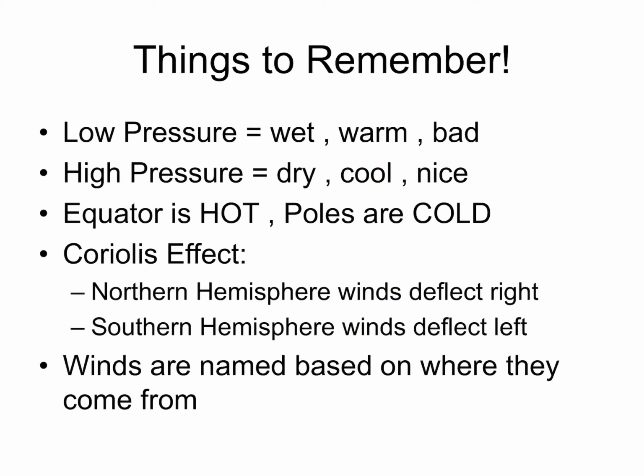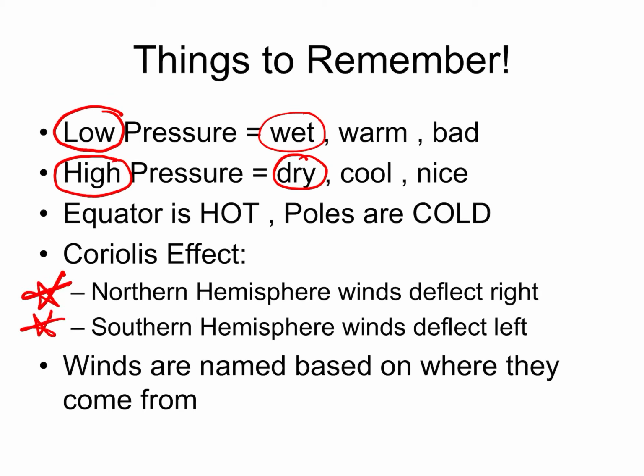On all those spots that said wet, you know that is associated with low pressure. On all those places that said dry, you should associate that with high pressure, okay? The equator is hot, the poles are cold, right? Coriolis effect bends everything to the right in the northern hemisphere and to the left in the southern hemisphere. And winds get their names based on where they come from.